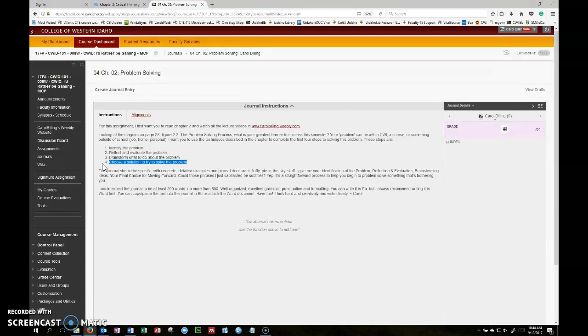I'm going to do this. I'm going to do this. And that's how you're going to overcome this specific problem. So it's a half page to 3/4 page, 200 to 500 words, at least 4 paragraphs. And that's the problem solving journal.